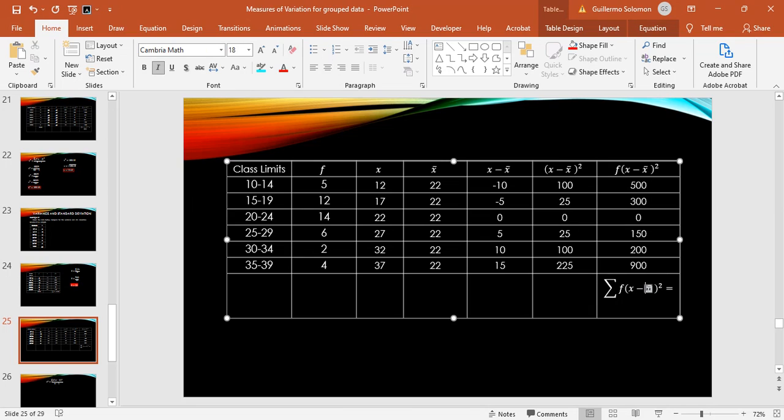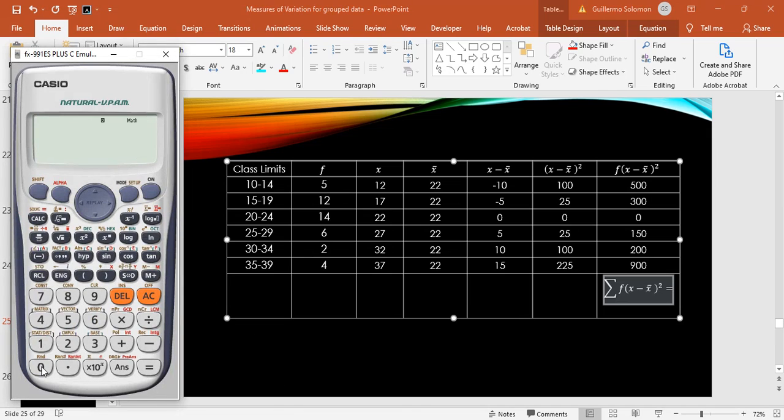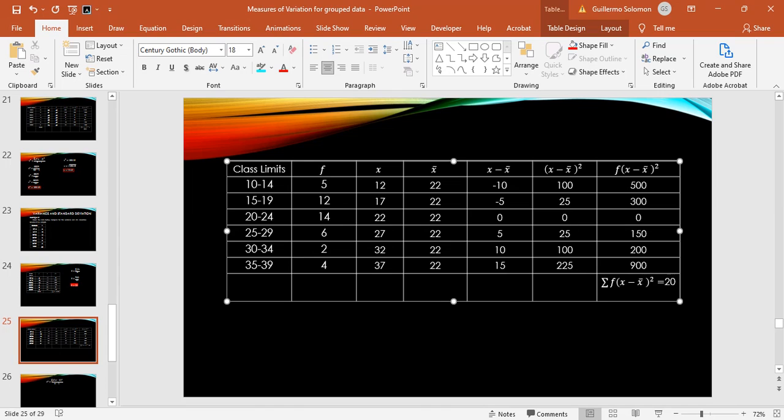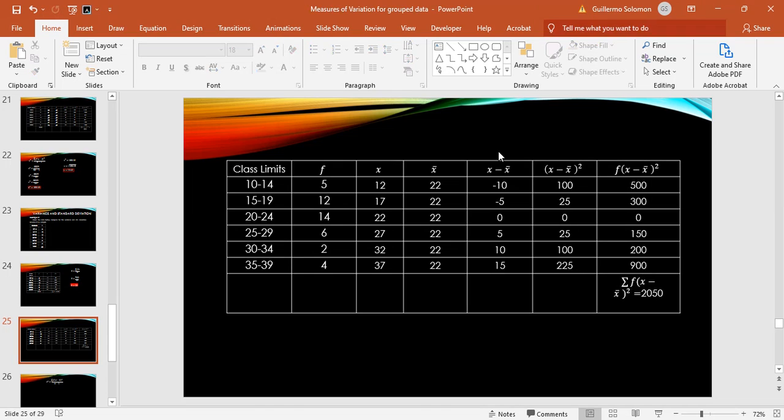Okay, after that, nakuha natin yung product nito. Now we can now get the summation o yung total niya. Okay, so 500 plus 300 plus 0, then natin siya ilalagay, 150 plus 200 plus 900, that is 2,050. 2,050. Okay? Ayun, nakuha na natin siya.